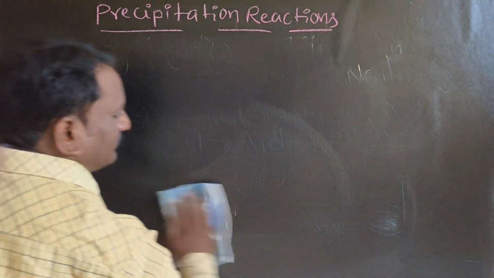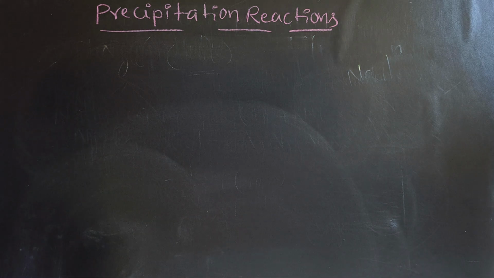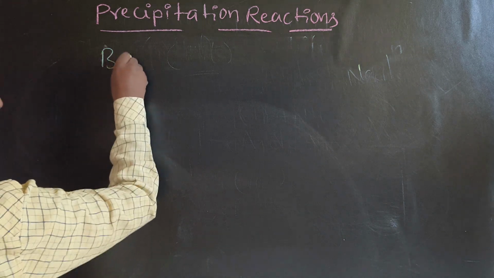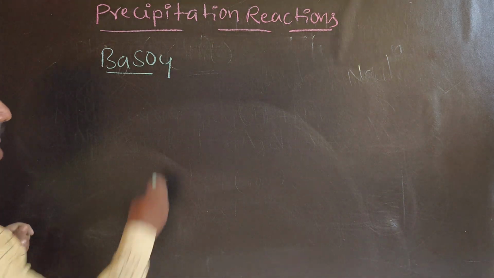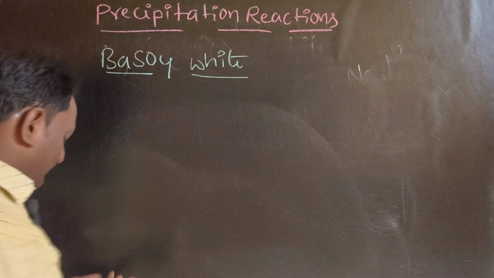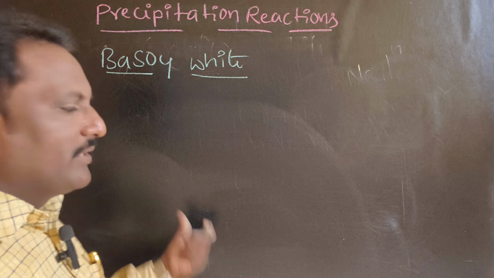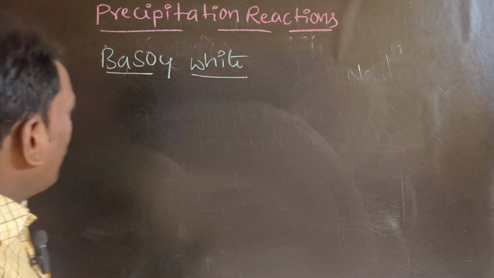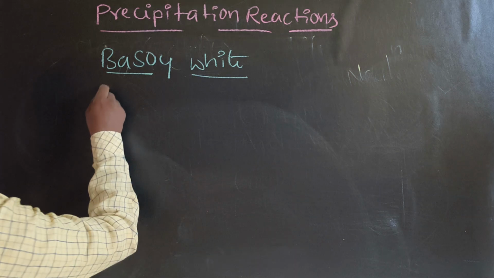Barium sulfate. Barium sulfate is a white precipitate. It can be obtained by different kinds of chemicals. A number of chemical combinations are there, so let me write a few combinations.